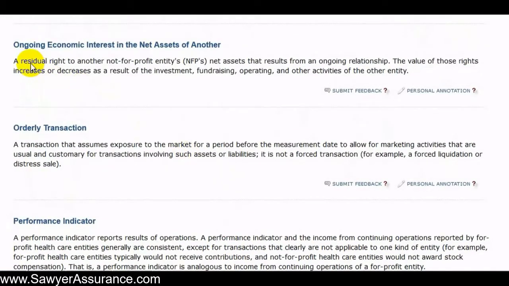We see here that this entity has a residual right to another not-for-profit entity's net assets that results from an ongoing relationship. And the value of those rights increases or decreases as a result of the investment, fundraising, operating, and other activities of the entity. So an example of that might be that if the recipient entity is merely a pass-through of funds to the beneficiary, then the beneficiary's rights increase or decrease as a result of the recipient entity's fundraising or operating or other activities. So in that case, the beneficiary would have an economic interest in the net assets of the recipient entity.